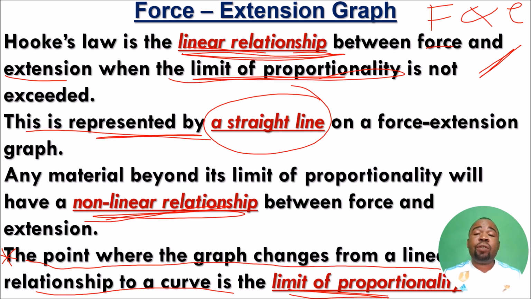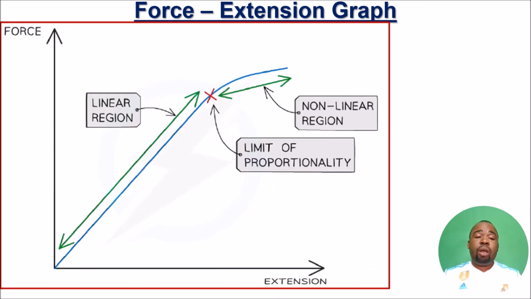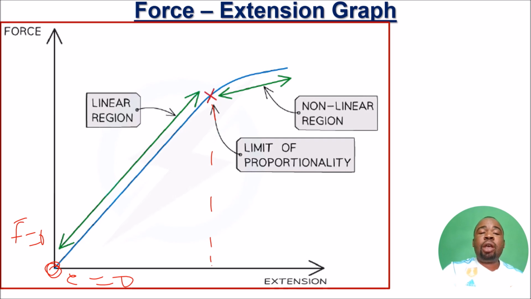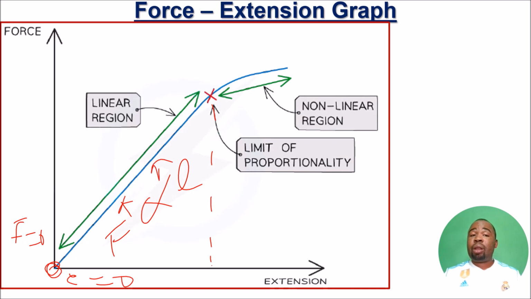Now, let's look into the force extension graph. It should be starting from the origin, because when the force is 0, the extension also must be 0. And before the limit of proportionality, we expect the force to be directly proportional to the extension. Hence, it's characterized by a straight line. It is a linear relationship. That's how Hooke's law defined it.